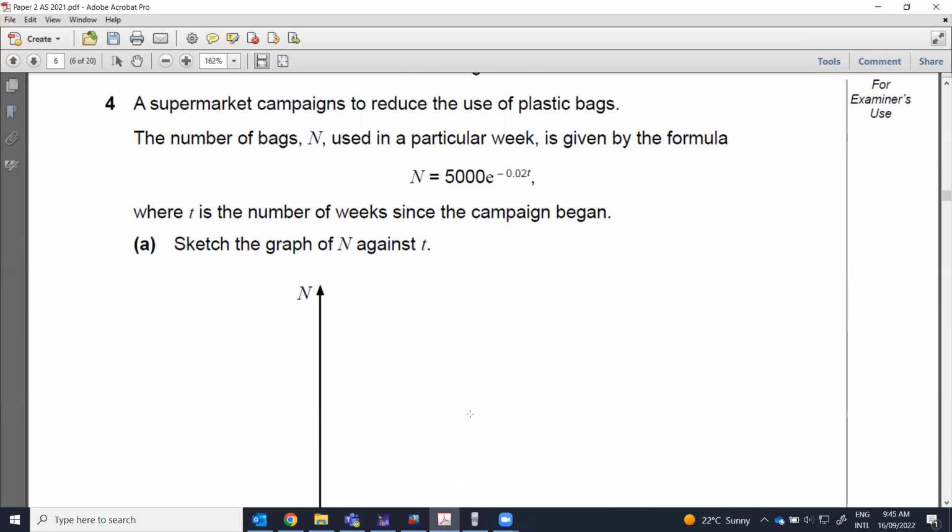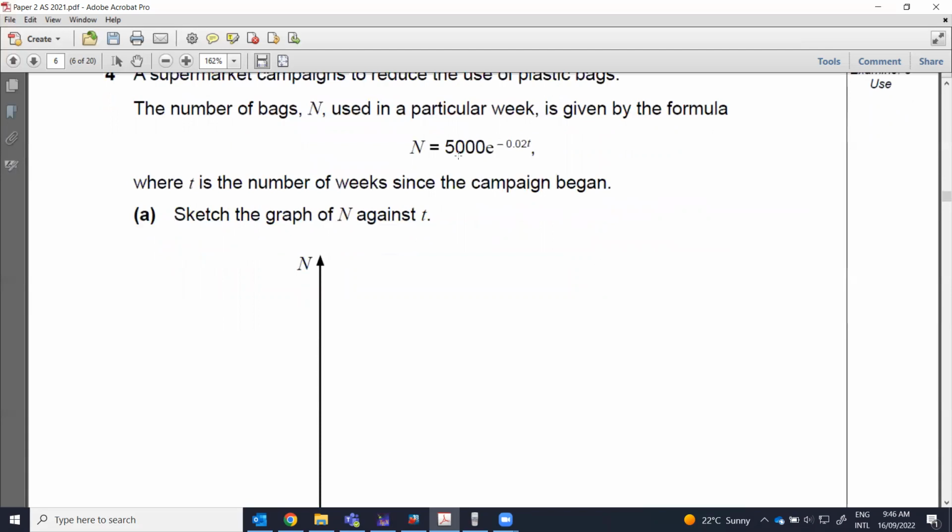Question 4, a supermarket campaigns to reduce the use of plastic bags. The number of bags N used in a particular week is given by the formula N is equal to 5,000 e to the power of -0.02t, where t is the number of weeks since the campaign began. Sketch the graph of N against t.